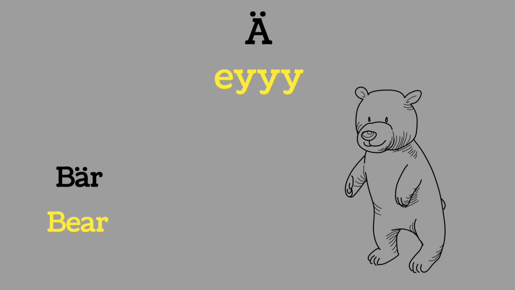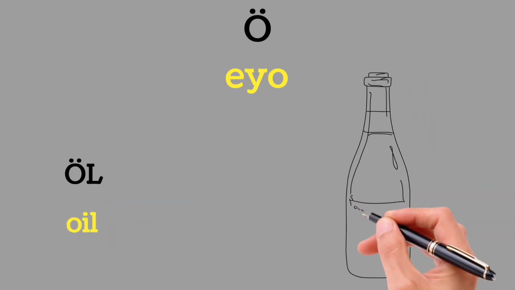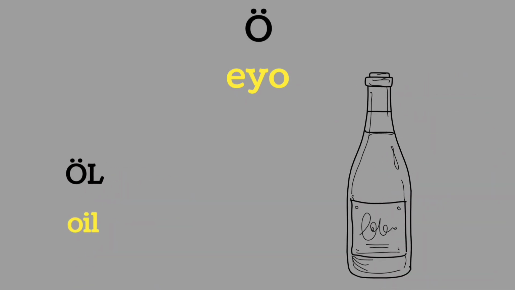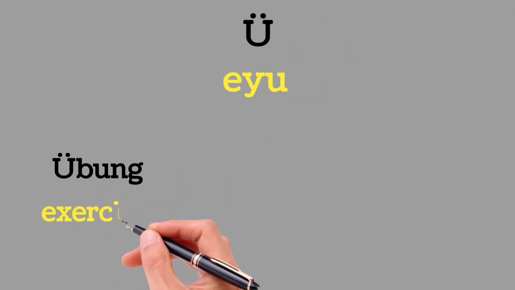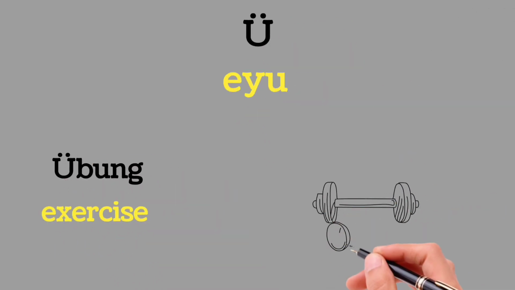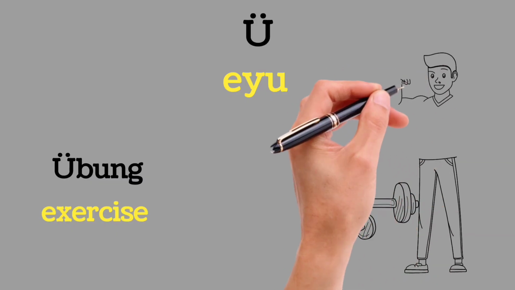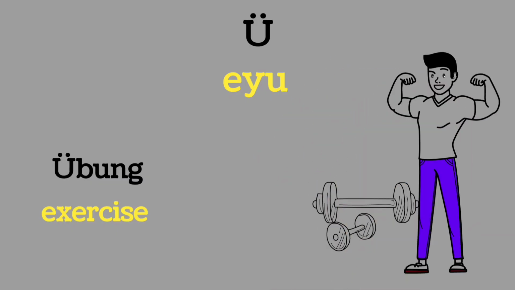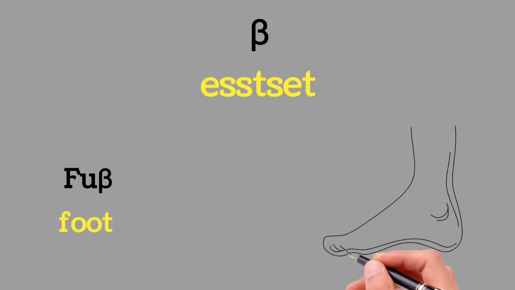Ö. Öl. Ü. Übung. The last one looks like a beta sign. ß. Fuß.